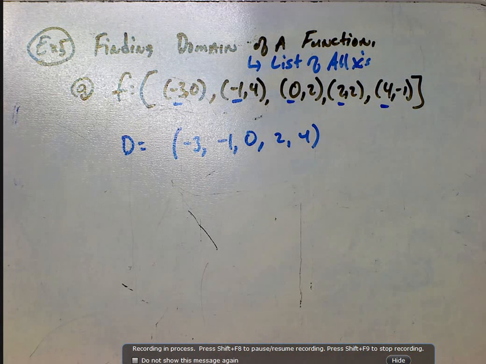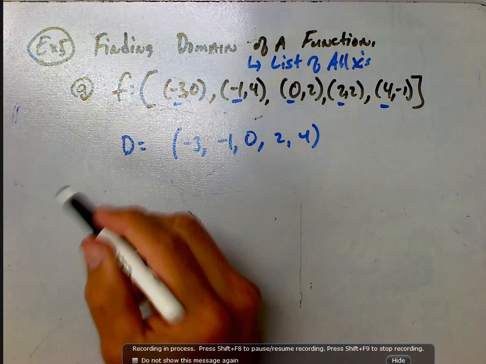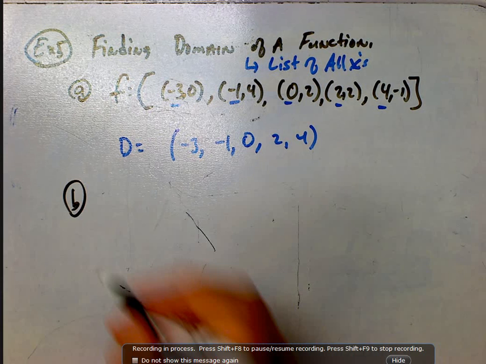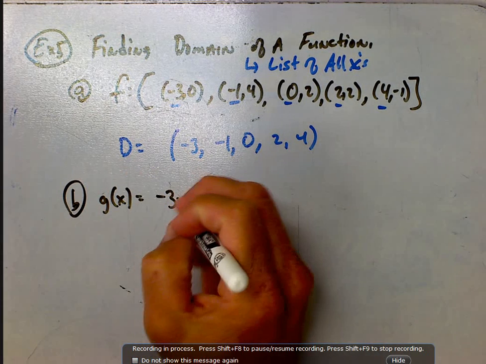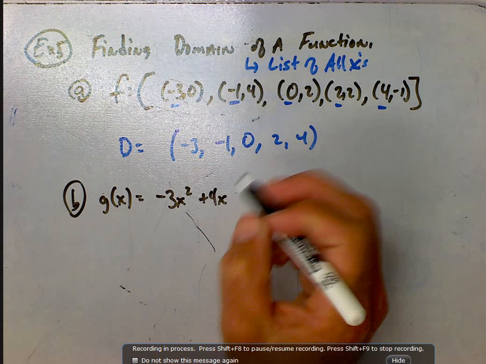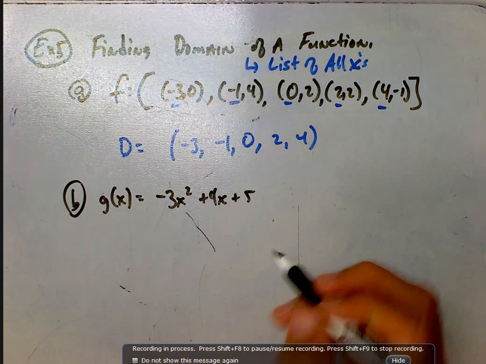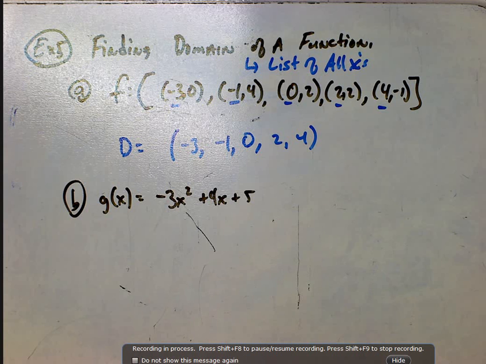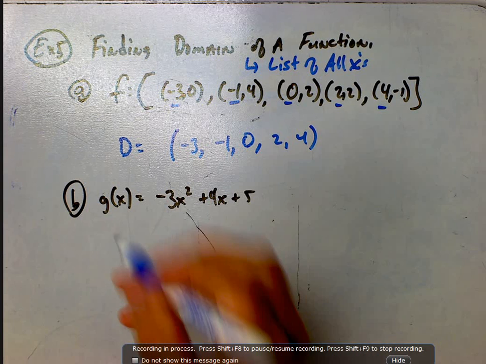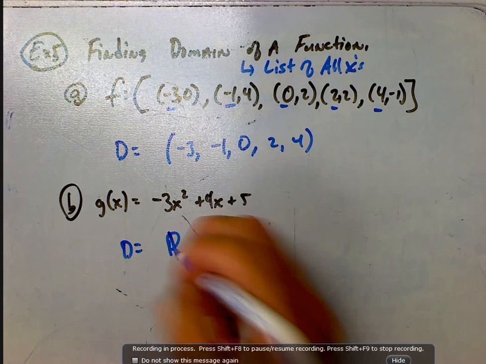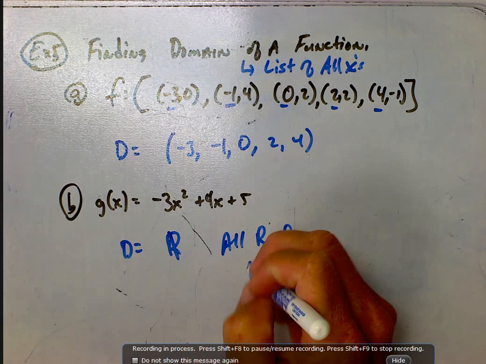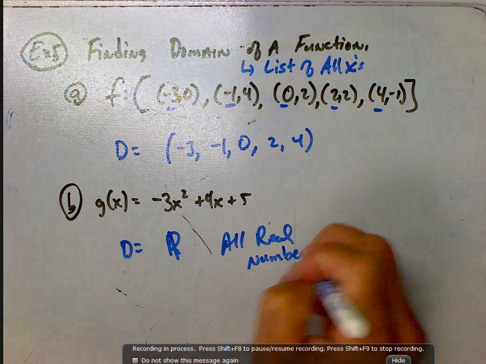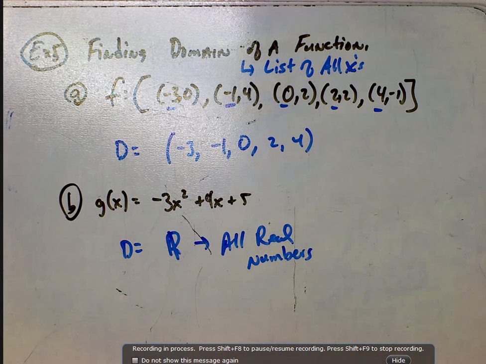Okay? Sometimes it gets a little more challenging than that, such as g of x equals -3x squared plus 4x plus 5. And essentially on a polynomial function like this, the domain is going to be all real numbers, because I can put any number in for x that I want to.